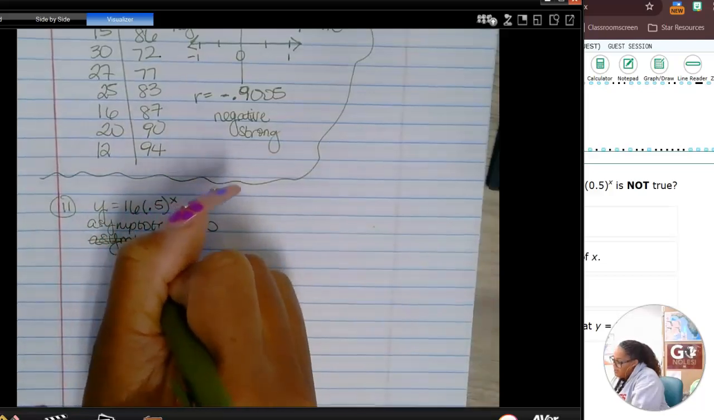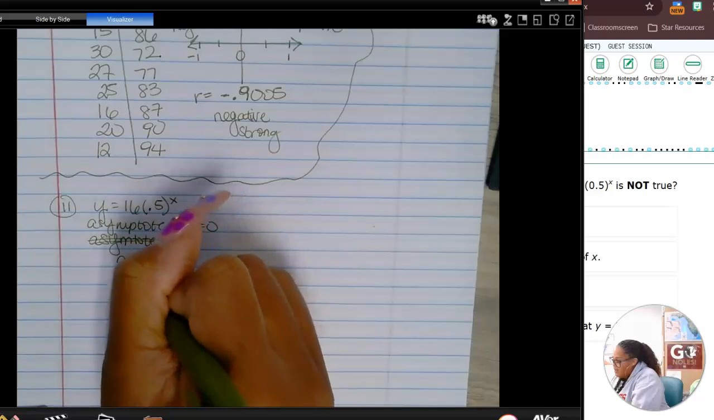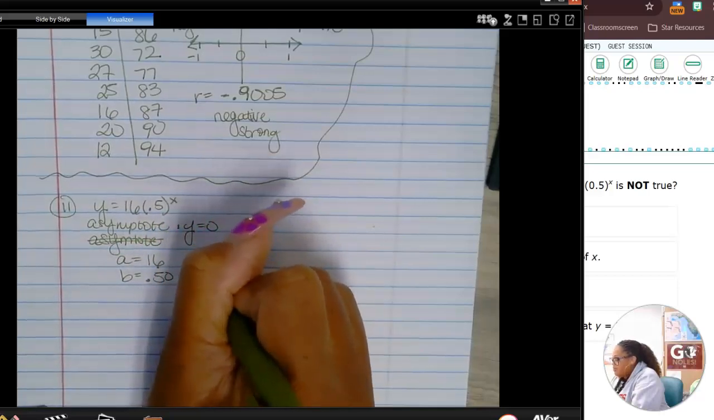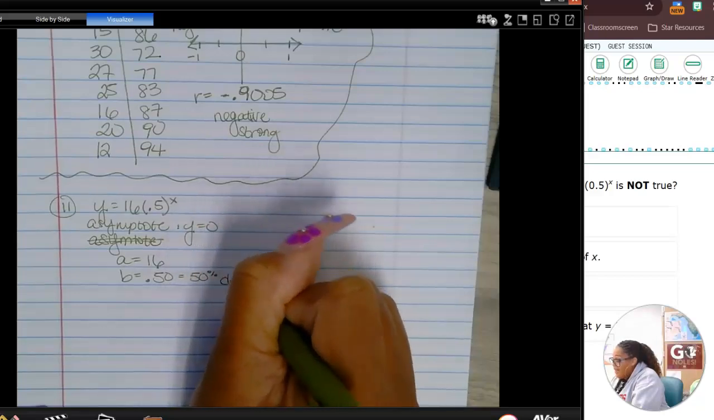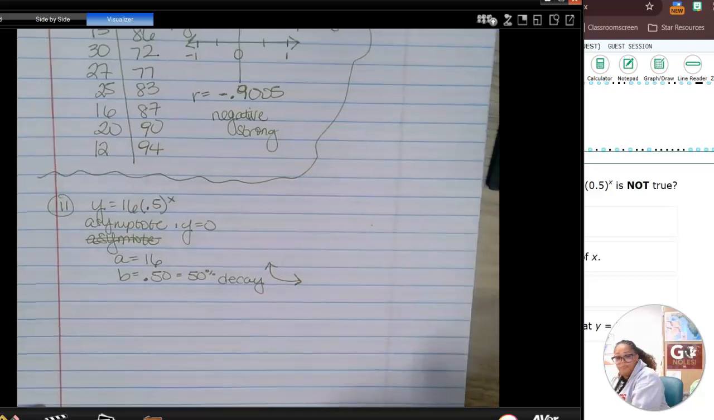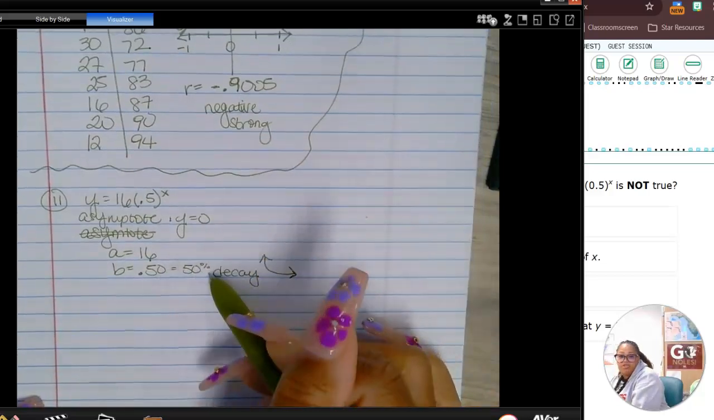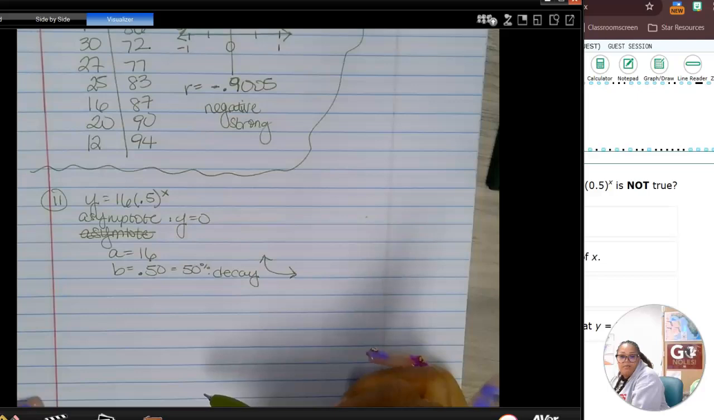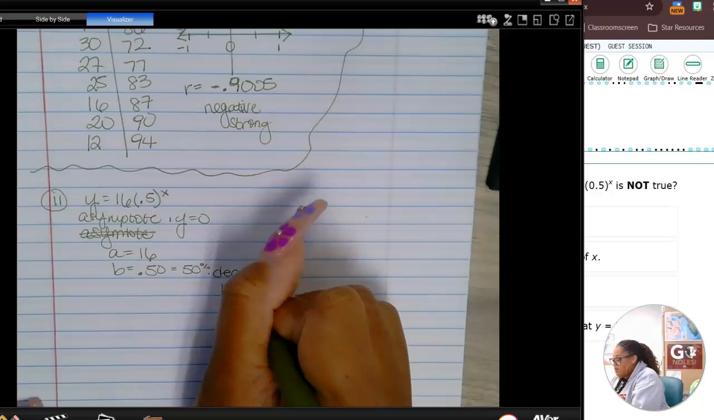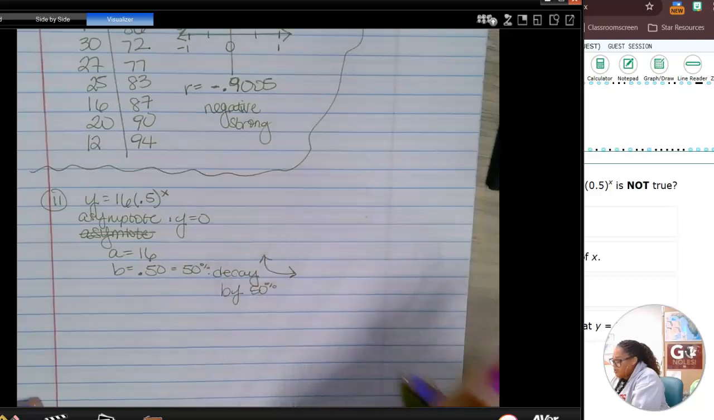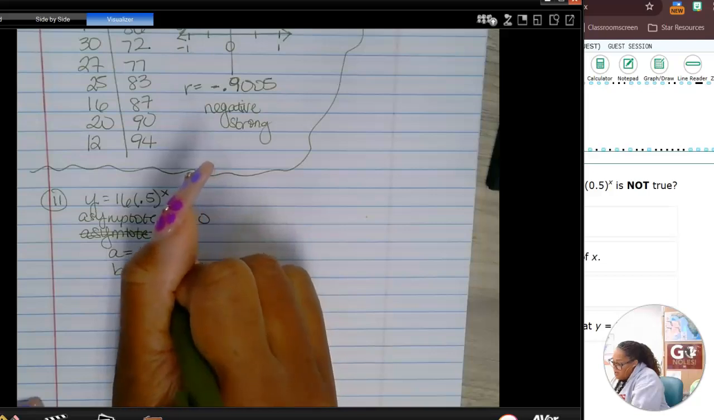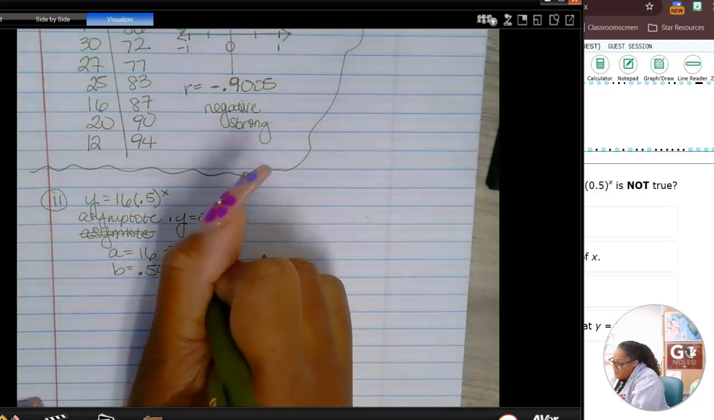My initial value is 16. My rate is 0.5, which is 50%, which is a decay. So it's decreasing from left to right because this is less than 100. What else? It's decaying by 50% as well because that's how much they took off the 100. And it has a y-intercept of 16.